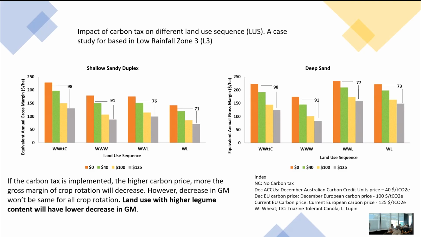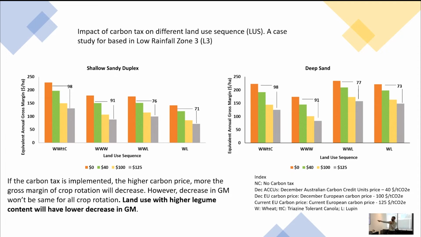And I did a case study in 2 different soil types. One of them is sandy duplex, the other deep sand, and having a look at how they respond to 4 different carbon tax levels. The first one in orange is applying no carbon tax at all. The green one was ACCU's price, the Australian Carbon Credit Unit price in December. The yellow one is the European carbon price in December, and the grey one is the current European carbon price. So $40 was ACCU's price in December, $100 was the European carbon price in December, and $125 is the current European carbon price.